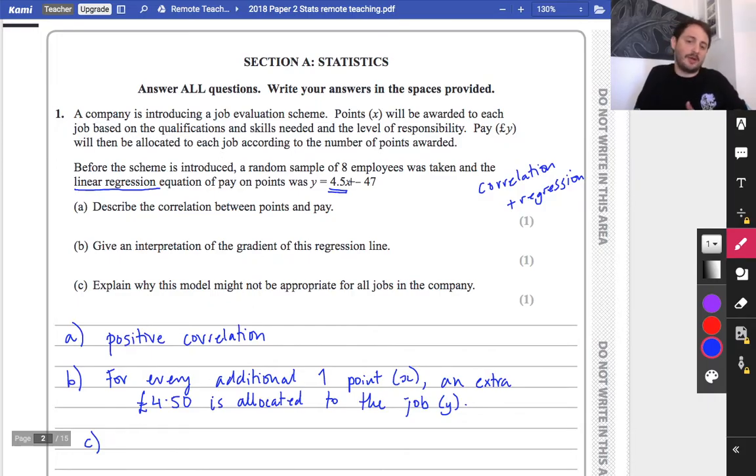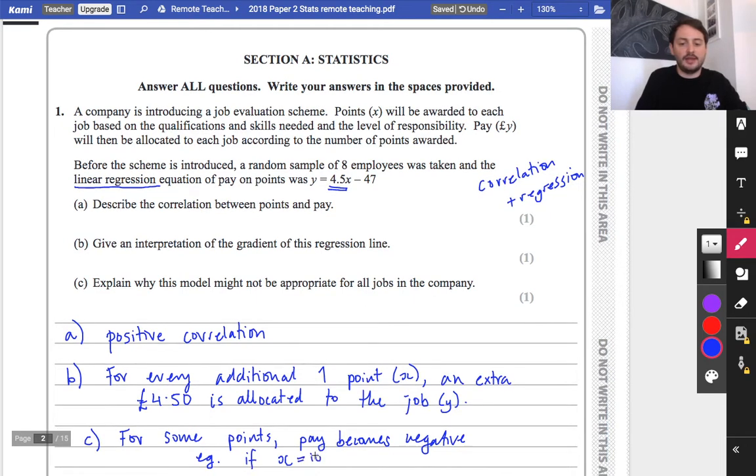I'm going to pick a different one. I'm going to say if x was equal to 10, you would have 4.5 times 10 minus 47. So let's say for some points, pay becomes negative. E.g., and you can pick any value as long as it's between 1 and 11. E.g., if x equals 10, y equals minus 2, which doesn't make sense.